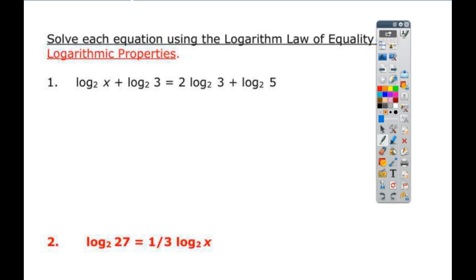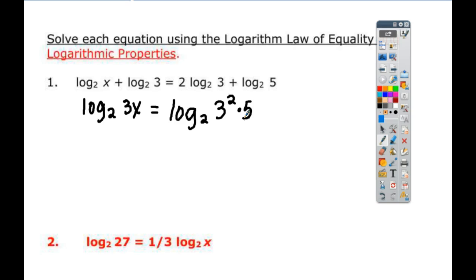Okay, so what I want to do is start this problem, and we're going to start with what we did yesterday. We want to put it back to where there's one log on each side. So I want to condense to start with. This one, what does the plus mean? Times. So I would get log base 2 of 3x equals, and what do I have on this side? Where does the 2 go? On the 3. So I get log base 2 of 3 squared. And then what do I do with the 5? It's times, right? We're multiplying.